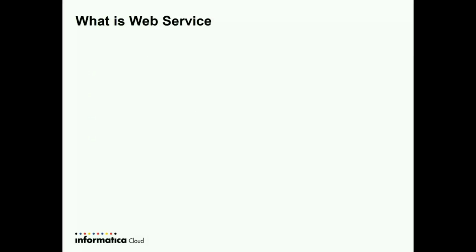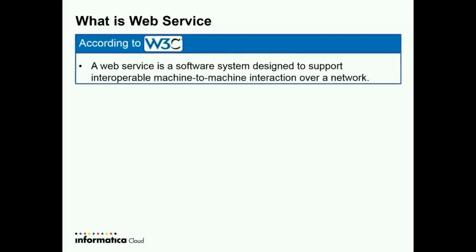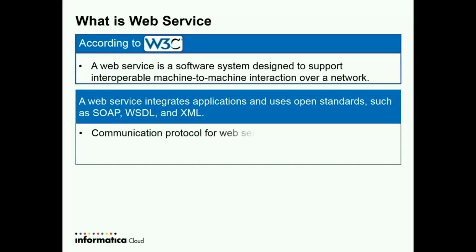Let us now understand what a web service is. According to W3C, a web service is a software system designed to support interoperable machine-to-machine interaction over a network. A web service integrates applications and uses open standards such as SOAP, WSDL, and XML. SOAP is the communication protocol for web services.